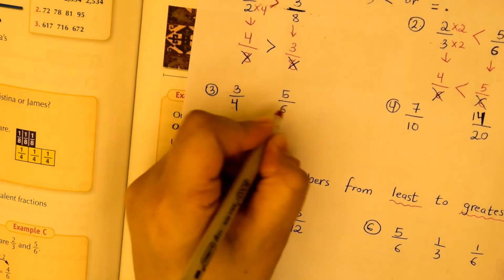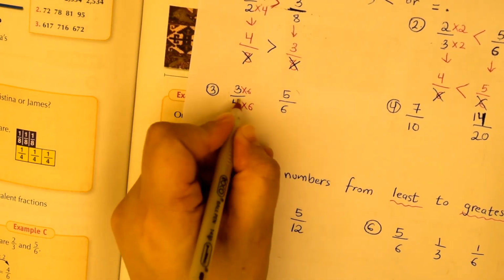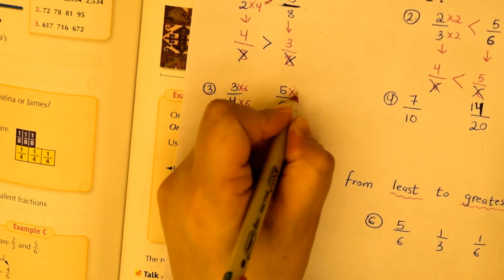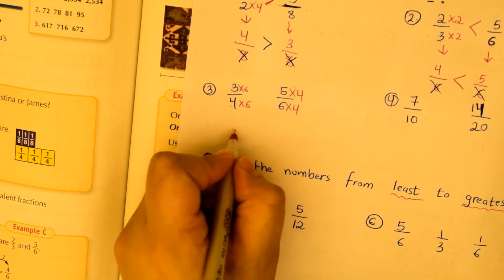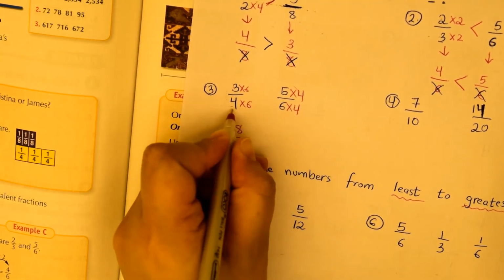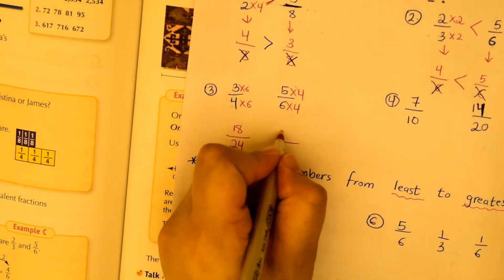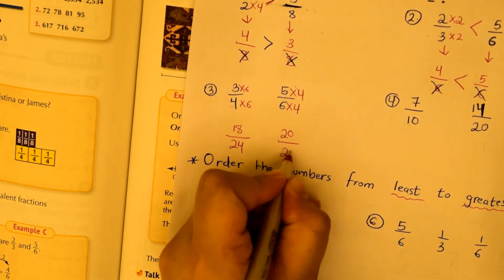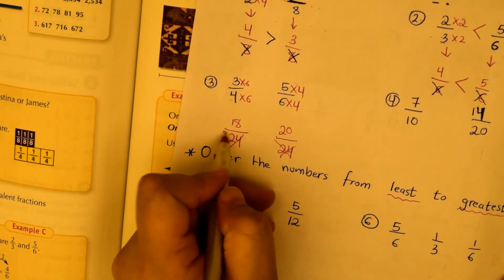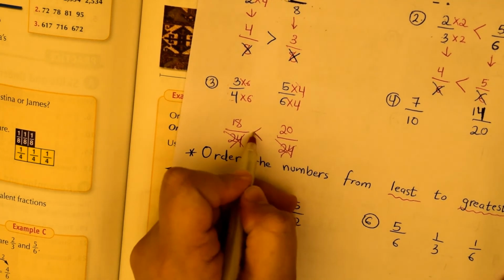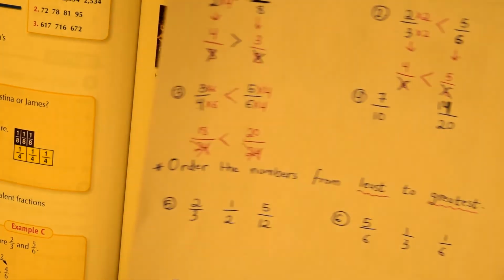So this fraction, I will multiply it by 6 up and down. And this fraction, I will multiply it with this number down, with 4 up and down. So here I will have 3 times 6, 18 over 4 times 6, 24. And here I have 5 times 4, 20 over 24. Now I have common denominators. 20 is greater than 18, so 5 sixths is greater than 3 fourths.